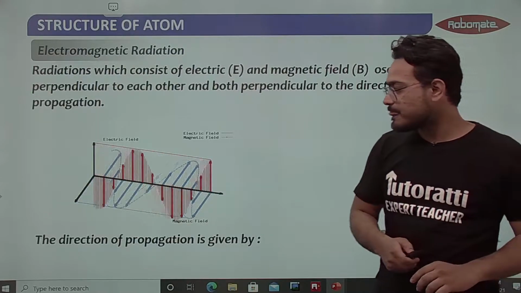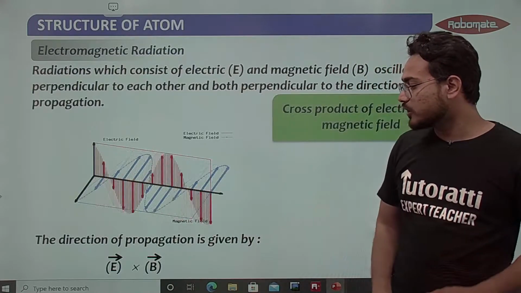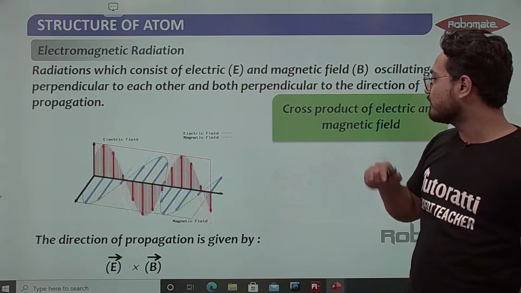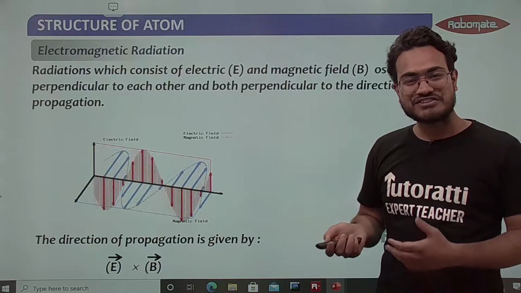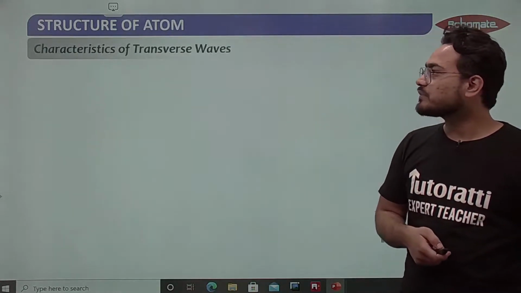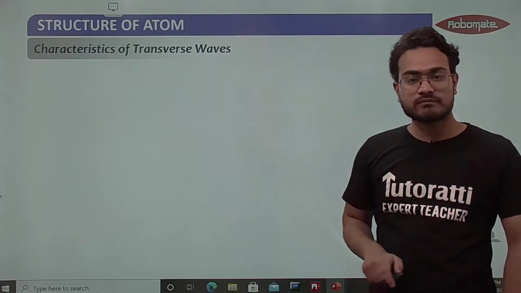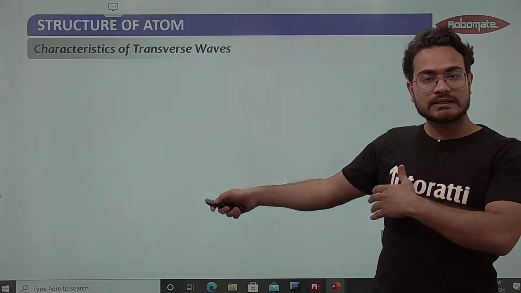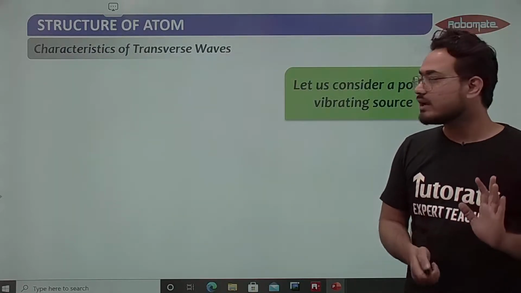So the next thing, direction of propagation, how do we get it? We get it from the cross product of electric field and magnetic field, by which we can tell the direction of propagation. Okay. What are the characteristics of a transverse wave? Transverse wave, the earlier waves we saw were transverse waves. What is a transverse wave?